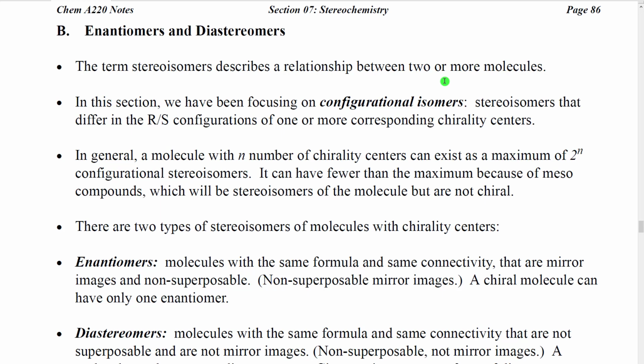In general, if a molecule has n chirality centers, then it can exist as a maximum of 2 to the n configurational stereoisomers. Now, some molecules will have fewer than the maximum number of stereoisomers because of meso compounds, which are stereoisomers that are not chiral. However, in general, if there are no mirror planes in the molecule, there will be 2 to the n total stereoisomers of that molecule.